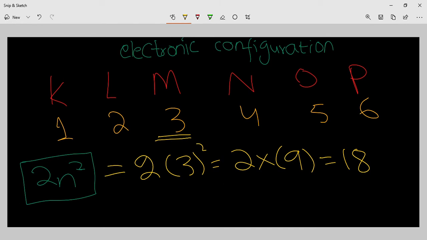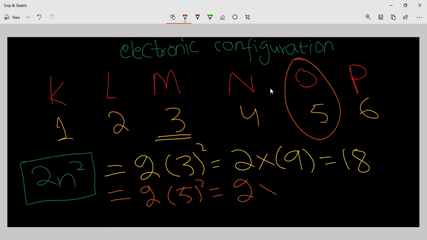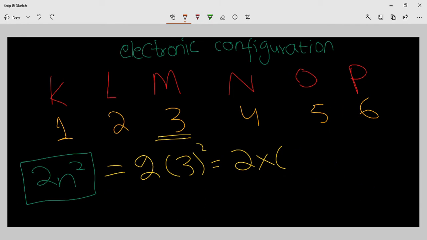Now we will do a second example. It's O, that is 5. So we will write 2 here, and the number of the O shell is 5. Okay, it's the fifth shell, so we will write square here. So 2 multiplied by 5 square is 25, and 25 times 2 is 50. So the maximum number of electrons in the O shell is 50. This is the way through which we can find the number of electrons in each shell.